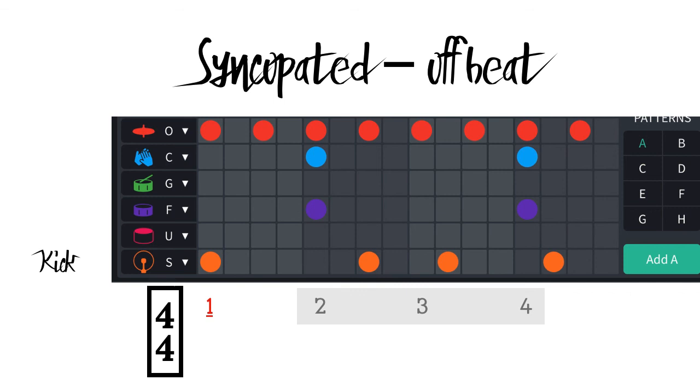However, your rule is that you cannot have the orange circle on beats 2, 3, and 4 because then it would be on the beat. Hip hop music usually has a syncopated kick drum pattern, which means that you want to be clicking not on beats 2, 3, and 4, so not on square 5. And that's what it looks like if it is syncopated.